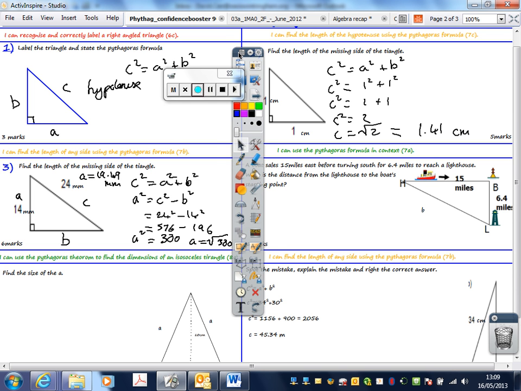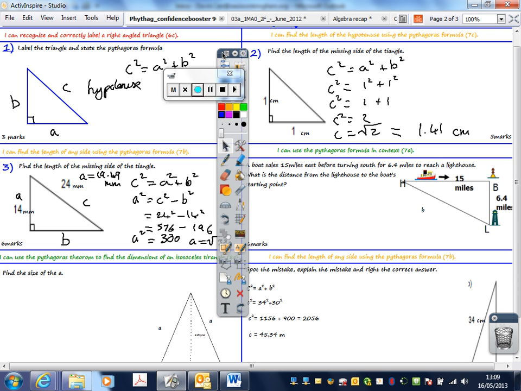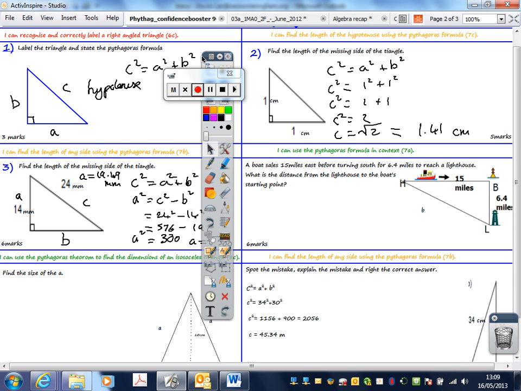Right, so the next one is Pythagoras in context. Okay, so using it in real life. So we've got a boat. We've got here a boat sails 15 miles east, and then sails south for 6.4 miles. Okay, to get to a lighthouse. This is the lighthouse there.